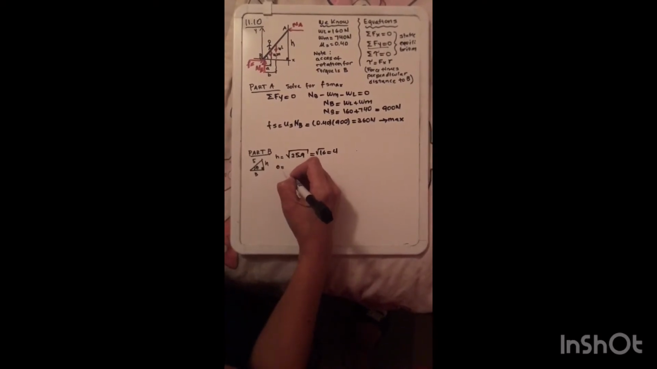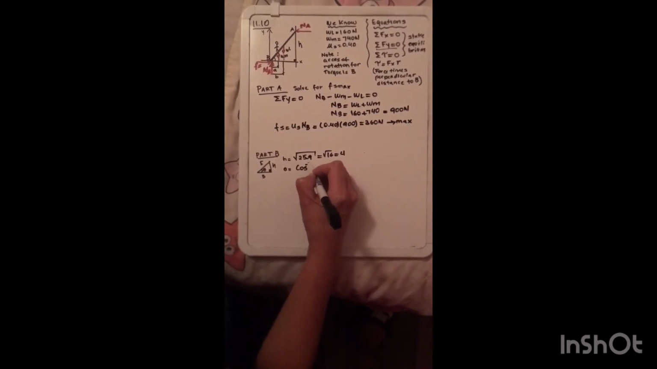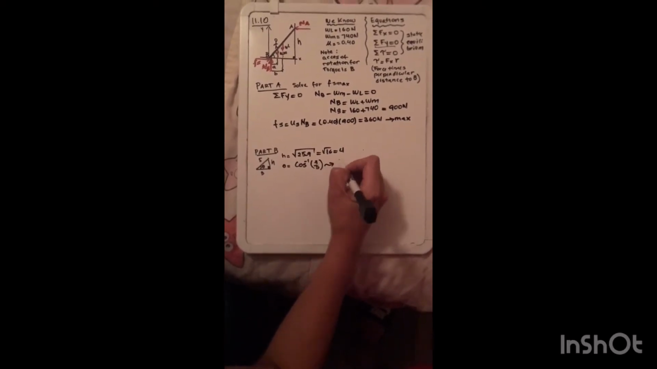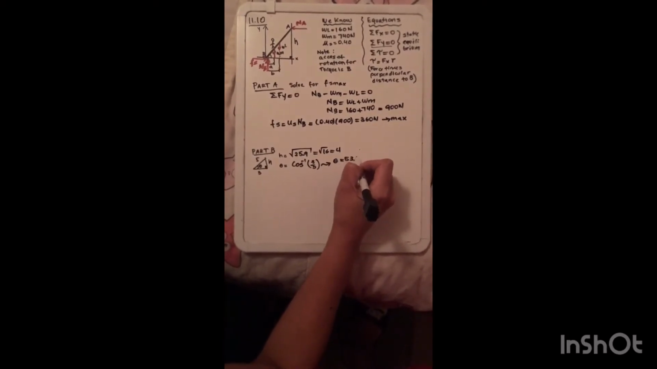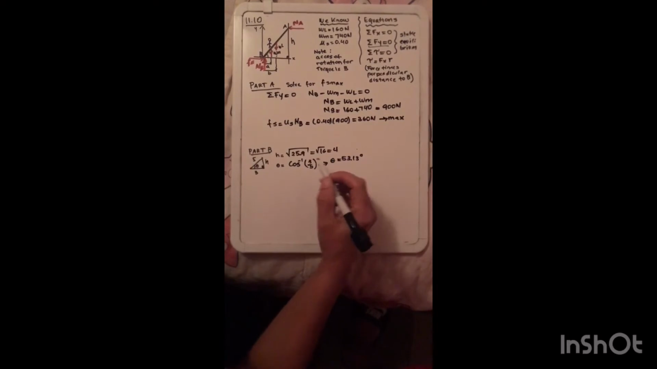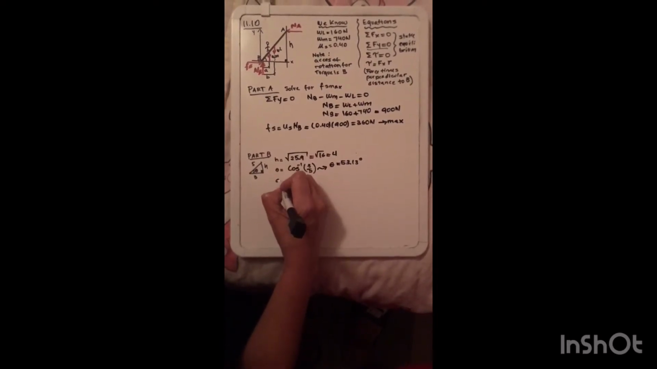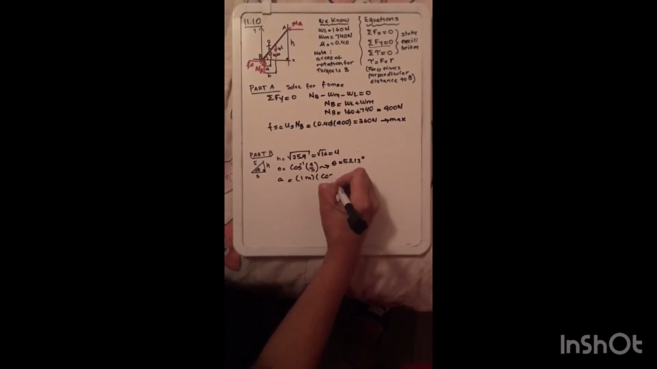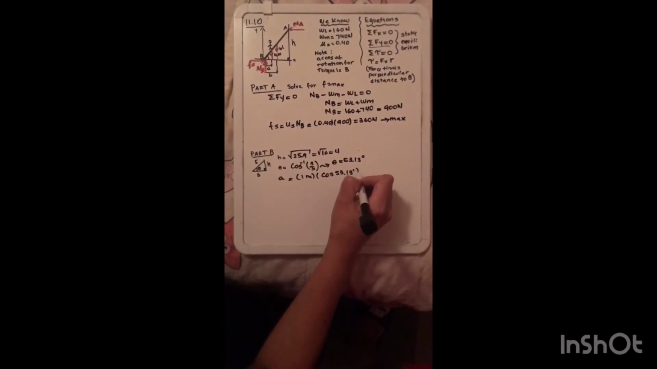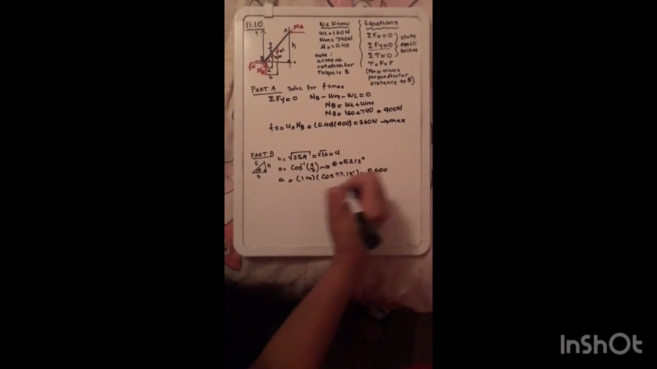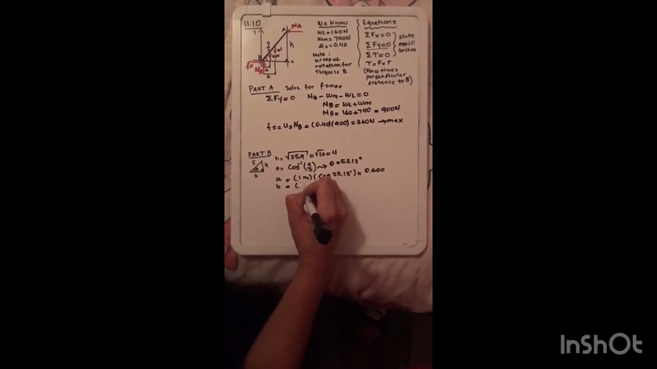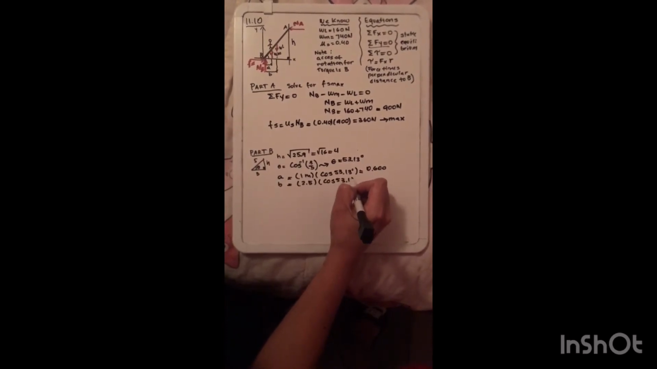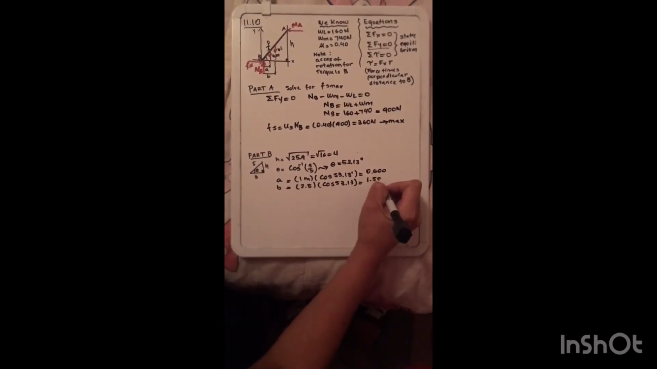And for theta, we know the inverse cosine of 3 over 5 gives us a value of theta of 53.13 degrees. So now we are ready to find the distance A, which is equal to 1 meter times cosine of 53.13, and this is equal to 0.600, and the distance B is equal to 2.5 times the cosine of 53.13, and this is equal to 1.500 meters.